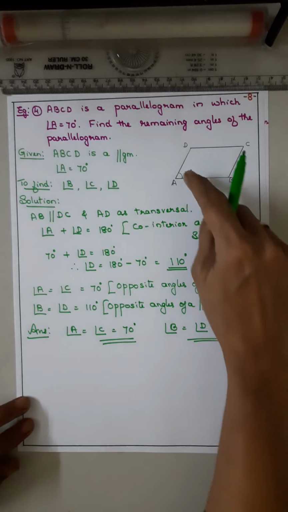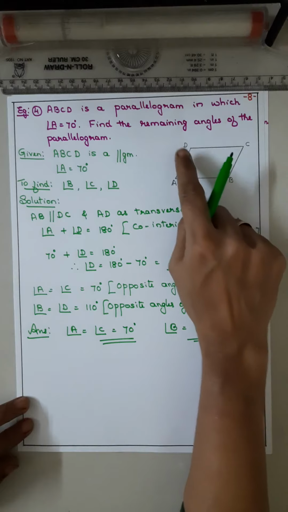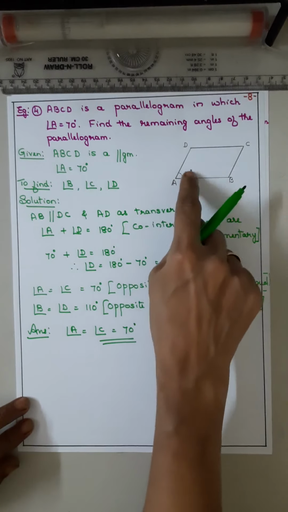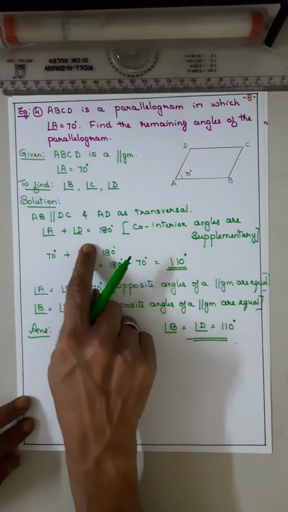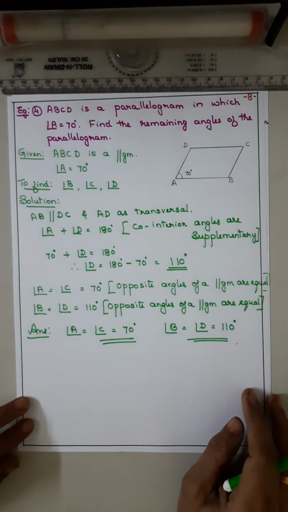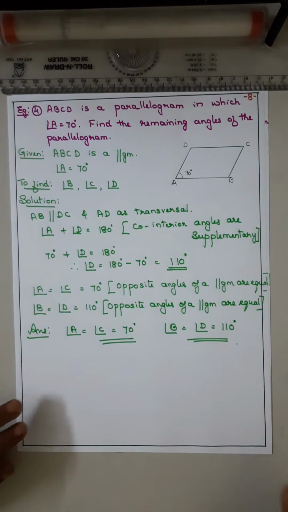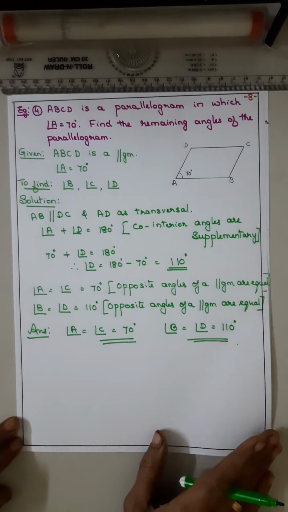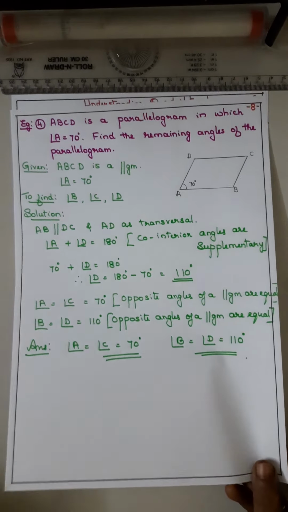Understood? First you find out D, because AB is parallel to DC, AD is the transversal. They become angle A plus angle D is equal to 180 because they become the co-interior angles. They are supplementary. Then find out D. Then opposite angles are equal because of the property of the parallelogram. So that was about example 4.